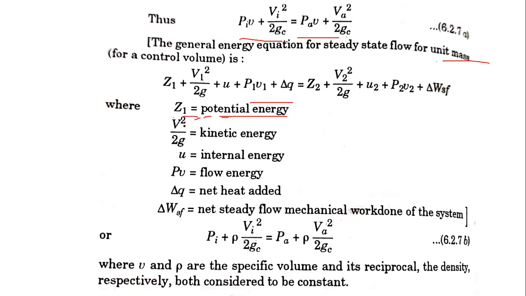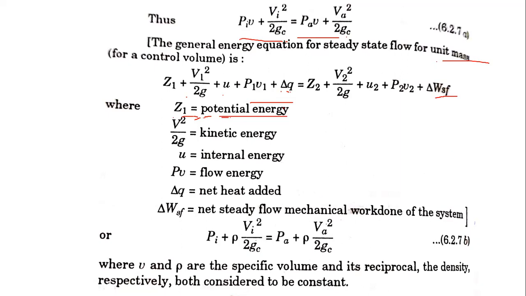Z1 is potential energy, and V2 squared by 2G, this second term, is kinetic energy, and U is internal energy. Next, the P into V term is flow energy. P1 V1 and P2 V2 are the flow energies. And delta Q is the net heat added. By doing this action, some heat will be added, that is the net heat added, delta Q. And delta WSF is the net steady flow mechanical work done by the system. So what is the work done during this process? It is the mechanical work done.